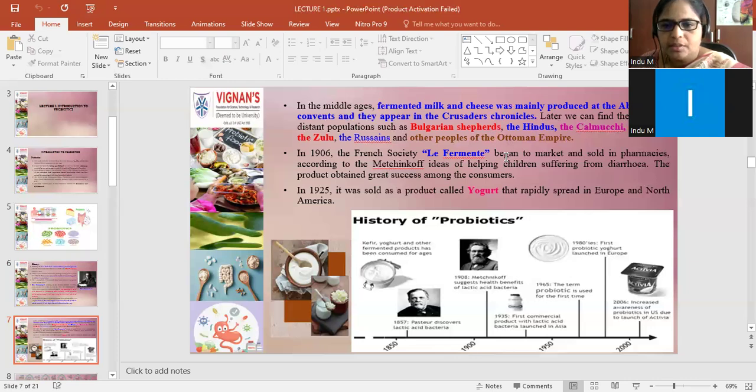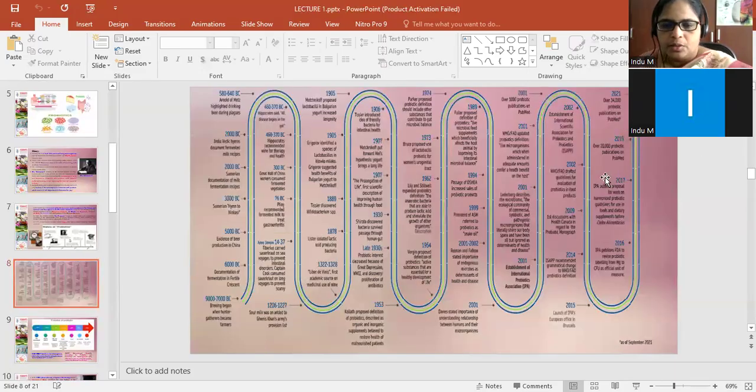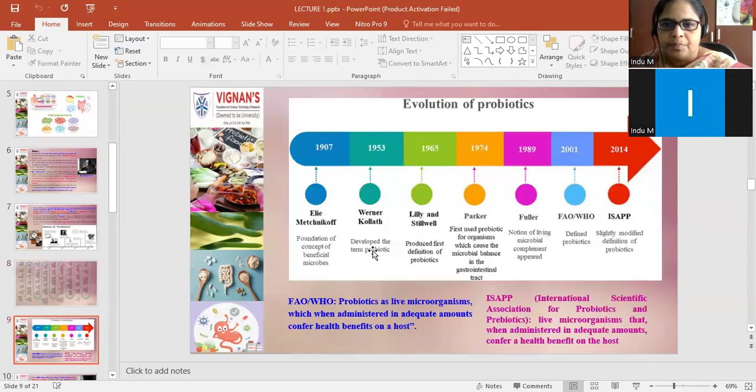In 1906, the French society Les Fermentés began to market a particular product. The product name is yogurt. It was sold as yogurt in 1925. The product was marketed in Europe as well as America. So this is the timeline of the development of probiotics, from the ancient period to the current year.